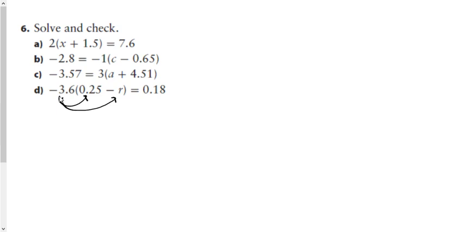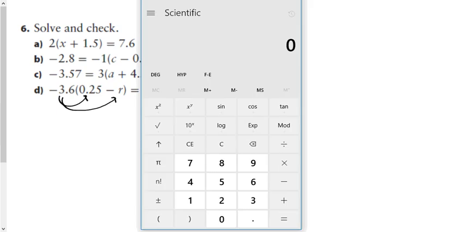Yeah, how many of you did distributive property on that question? A few of you. Well, then let's do it. Let's try it 2 ways. Let's try, what is 3.6 multiplied by 0.25? Or another way to think about it is, what is 25% of $3.60?